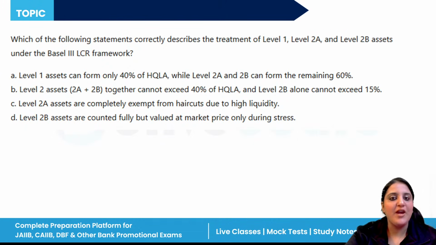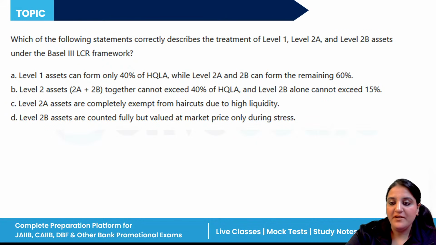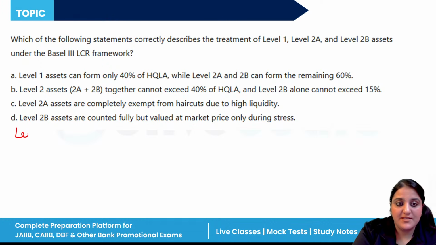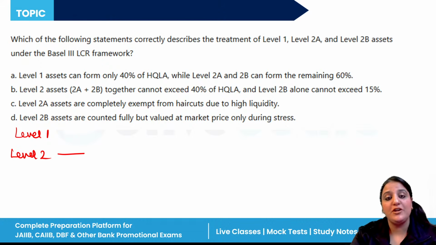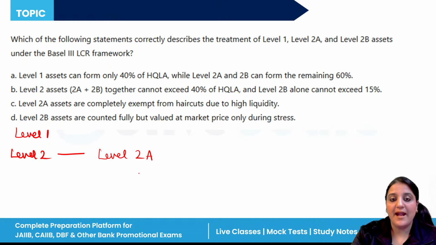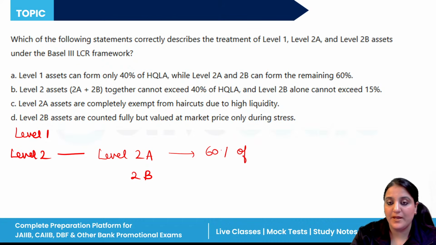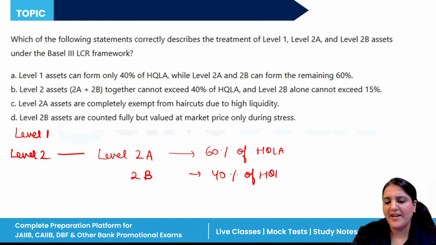See, we have two categories of assets which can be included in the stock of HQLA: level 1 and level 2, right? Level 2 is also divided into two categories, which is level 2A and 2B. Now, in level 2 assets, these 2A plus 2B can be included in the stock of liquid assets. In level 1 there is 60% of HQLA, and in level 2 there is 40% of HQLA, right?